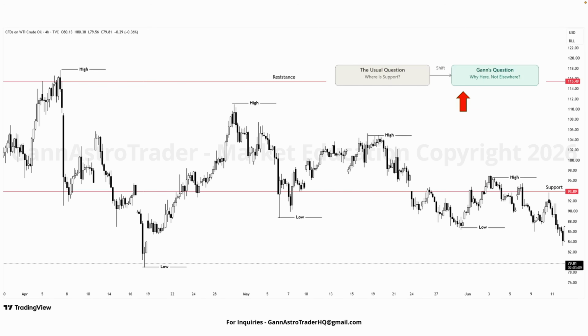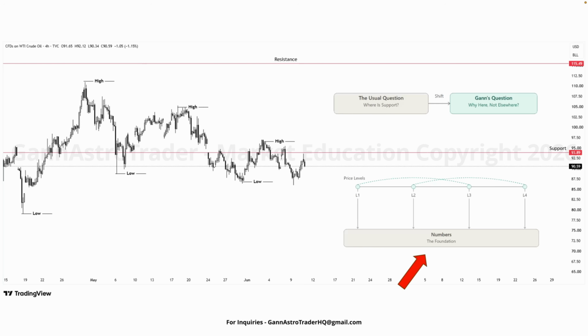Imagine looking at a chart without asking, where's support? Instead, you ask, why should support exist at this exact price and nowhere else? That small shift in perspective changes the entire problem. If markets follow any underlying order, then price shouldn't behave like a collection of unrelated numbers. There should be relationships connecting one level to another, relationships that can be measured, tested, and repeated.